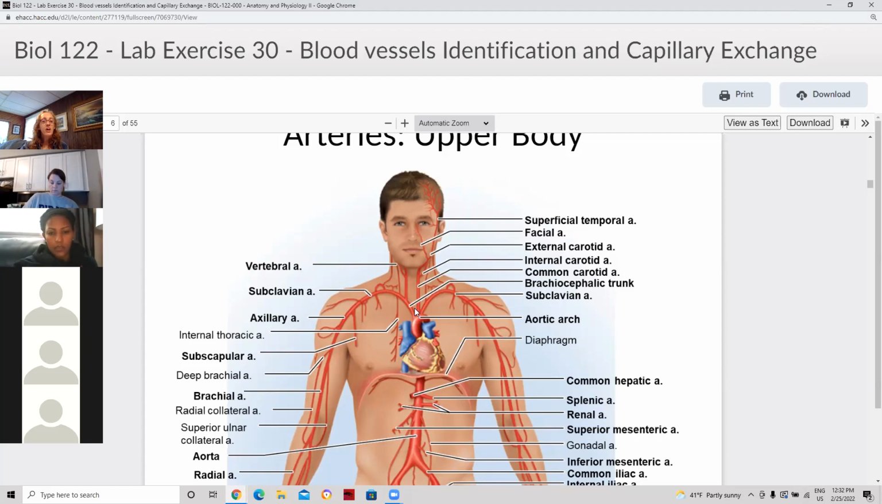The brachiocephalic trunk. There are three main arteries coming off the aortic arch: the brachiocephalic trunk, the left common carotid artery, and the left subclavian artery.